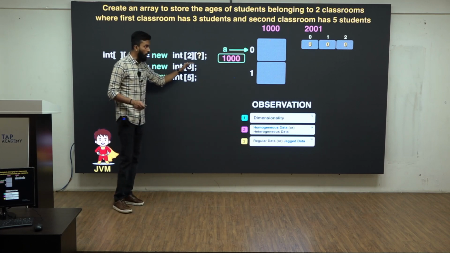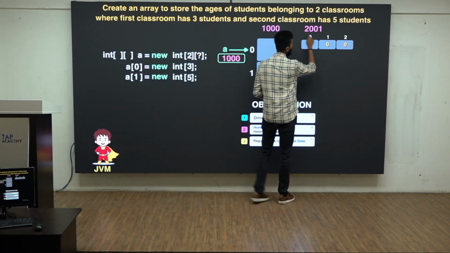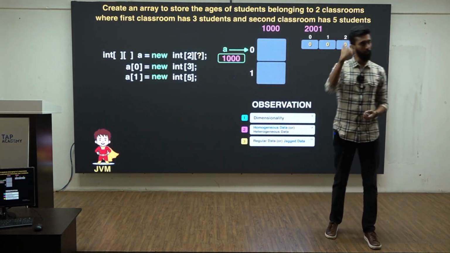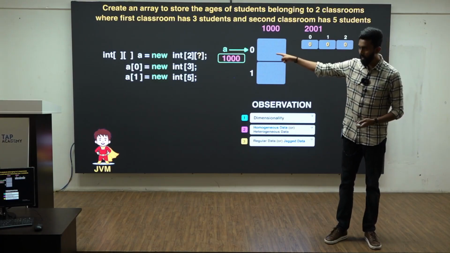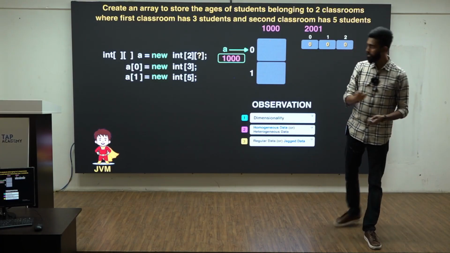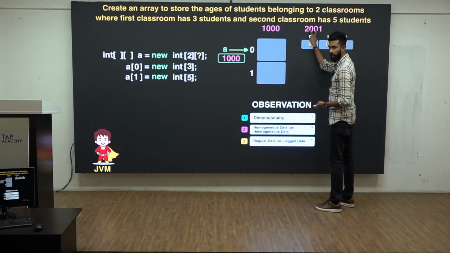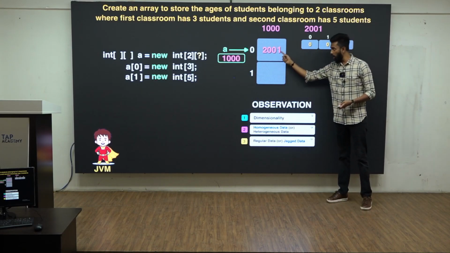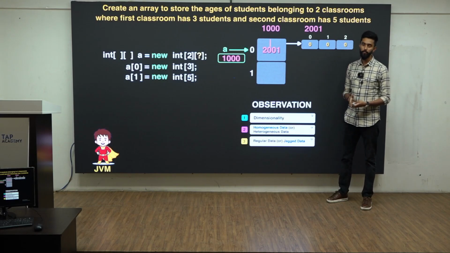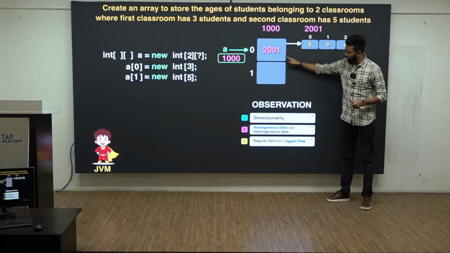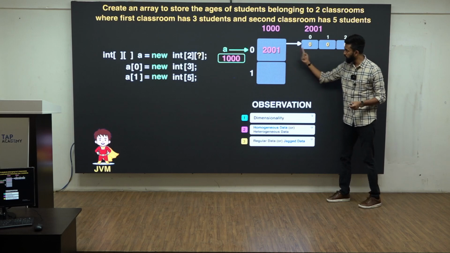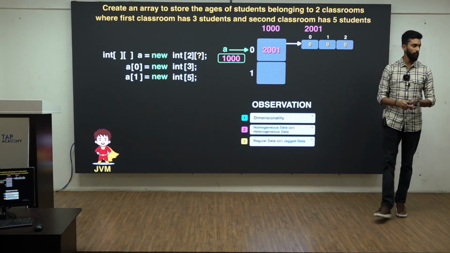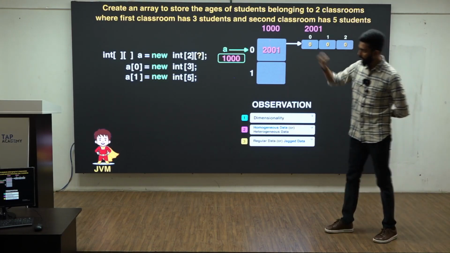RHS is over. Now what will happen, sir? It will take this address 2001 and give it to the LHS. Tell me, what is there in the LHS? A of 0, which means this address is now taken and given to A of 0. Clear? Which means A of 0 is referring to this. Which means, please understand, there are 2 classrooms. First classroom has 3 students. Not one extra, not one less. Exact. Clear? If you understood this, easily you should tell me the last line.